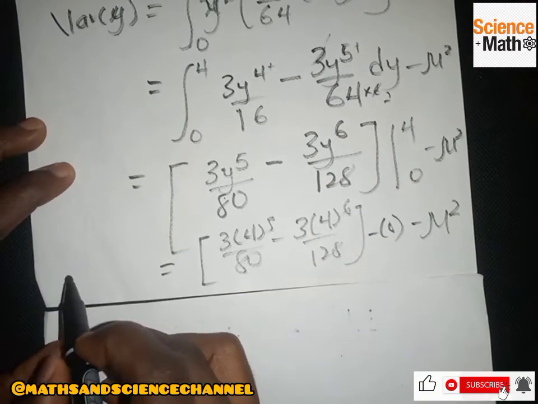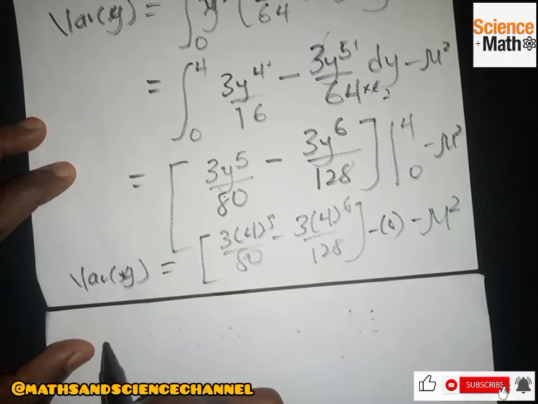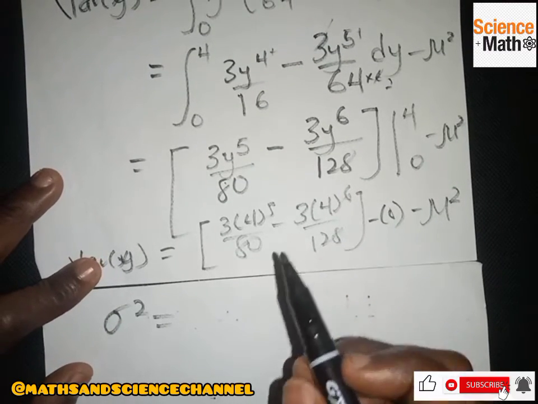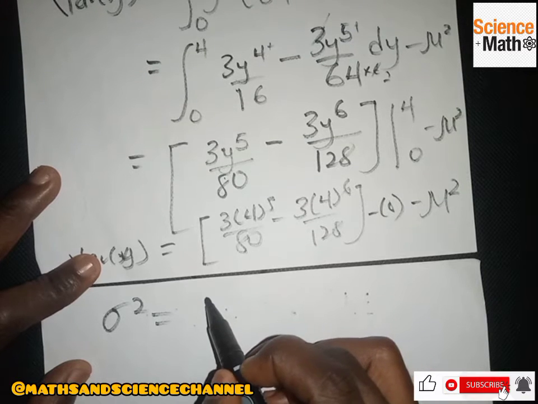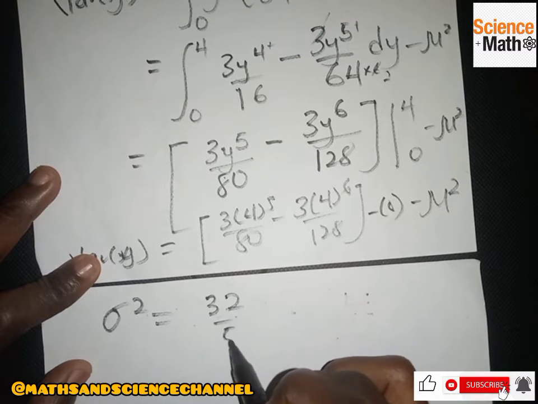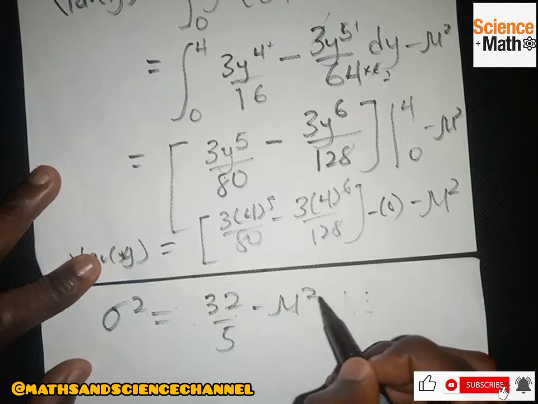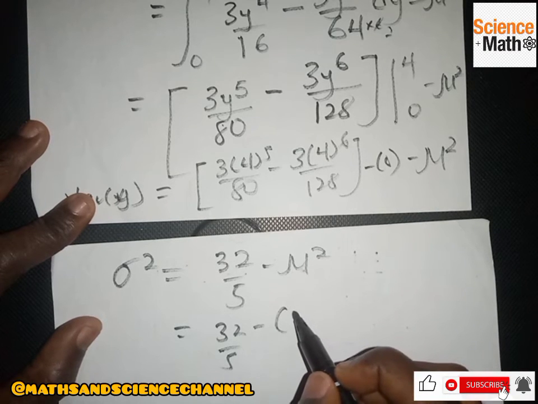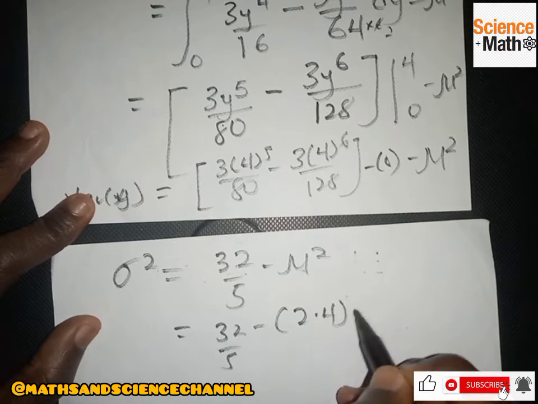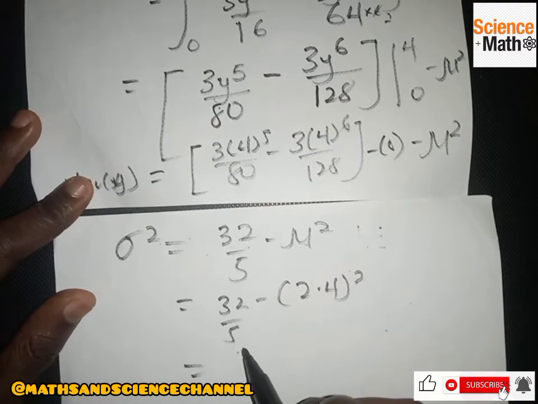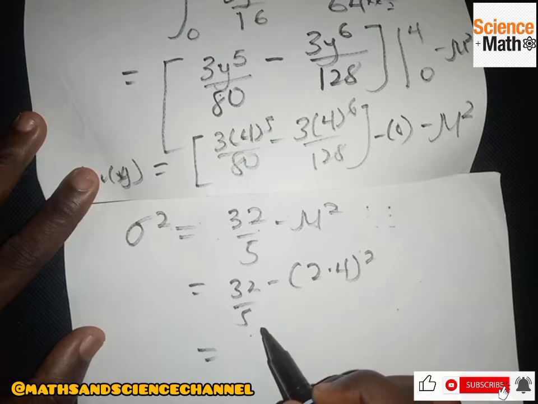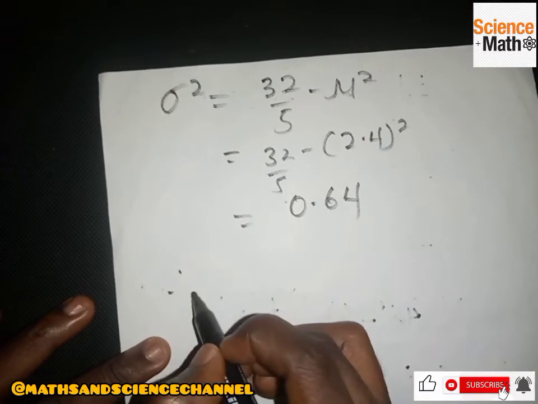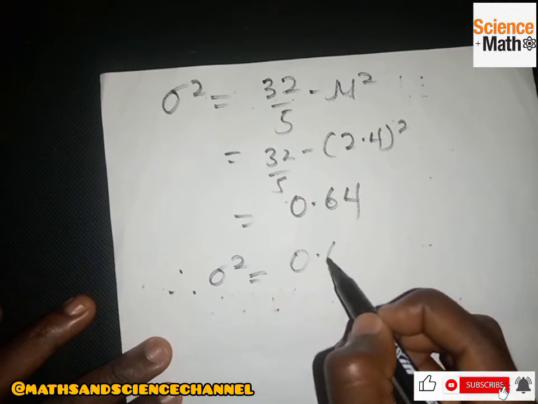Then from here, when we have the variance of y, which is the same as that. So when we compute the whole of that, we should get something like 32 divided by 5 minus mu squared, right? And then from here we have 32 over 5 minus, and then mu we add to be 2.4, and then we square that, and then when we compute this, we should get our variance to be equal to 0.64. So from here we can conclude that therefore our variance here is just equal to 0.64.